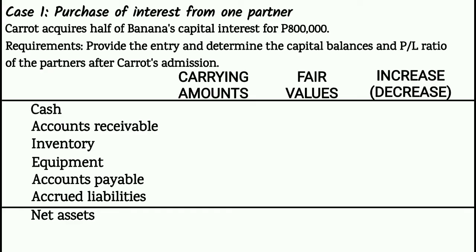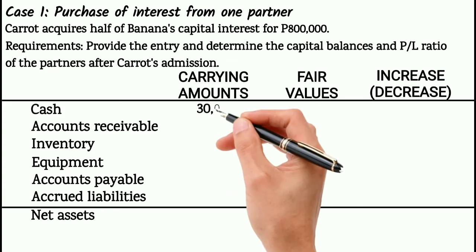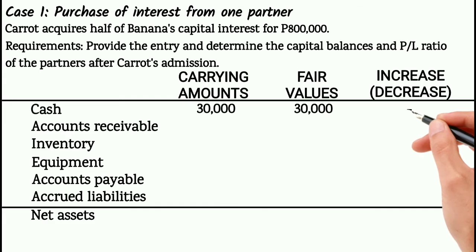Recall na kapag nag-increase ang assets, ang effect niyan sa net assets ay increase. Kapag nag-decrease ang assets, ang effect niyan sa net assets ay decrease. Kapag nag-increase ang liabilities, ang effect niyan sa net assets ay decrease. At kapag nag-decrease ang liabilities, ang effect niyan sa net assets ay increase. Sa cash, walang increase or decrease. Pero sa accounts receivable, meron.